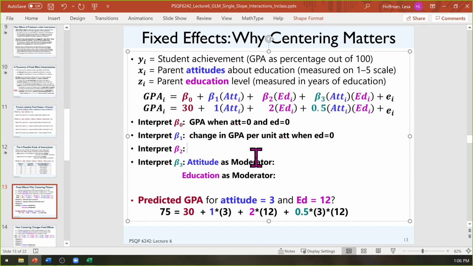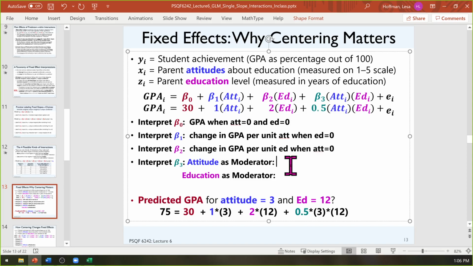How about beta 2? Does it get any better? How do I talk about beta 2? Change in GPA per unit education when attitude is 0. So it's the mirror image, because education is also a simple main effect. So not only did it not get better, arguably it got worse because attitudes equal 0 can't even happen. So 0 for 3.